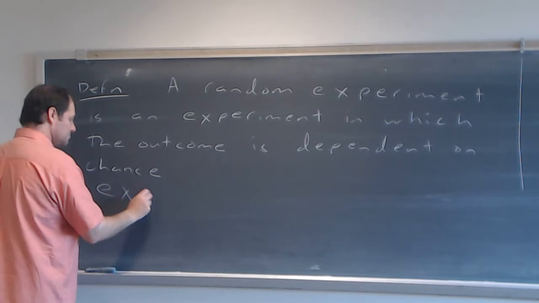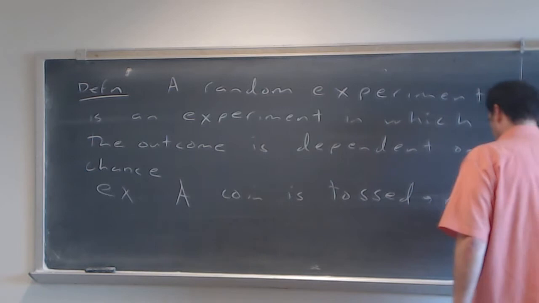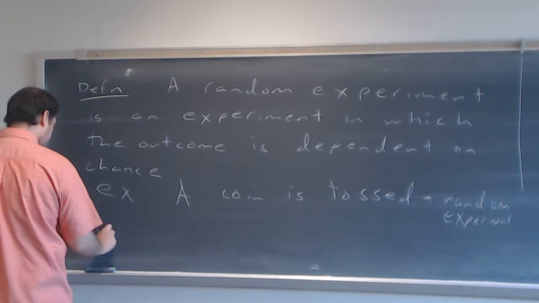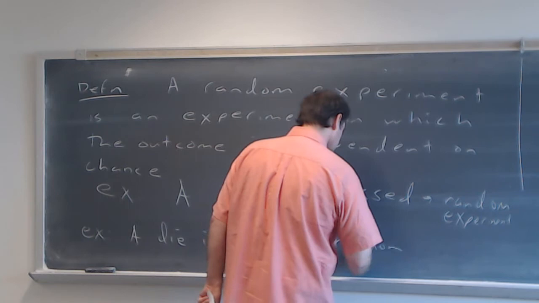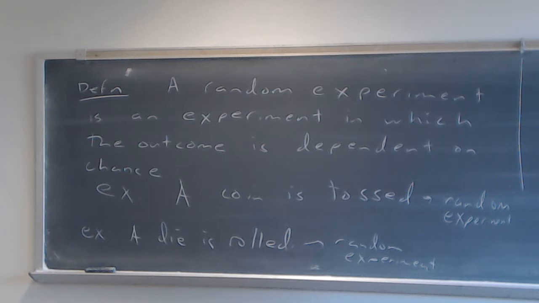So as examples, you could say a coin is tossed. That's a random experiment. When you toss a coin, you know you're either going to get heads or tails, but on that individual coin toss, you don't know which one of those you're going to get. Another example is that a die is rolled. These are simple examples. Again, your outcomes for a six-sided die would be the numbers 1 through 6, but you don't know on an individual die roll which one of those numbers is going to turn up. So those are examples of random experiments.